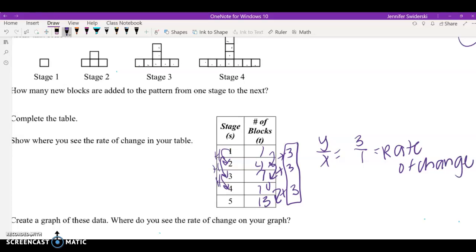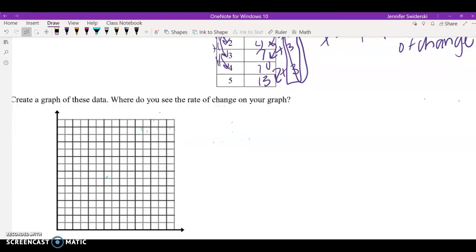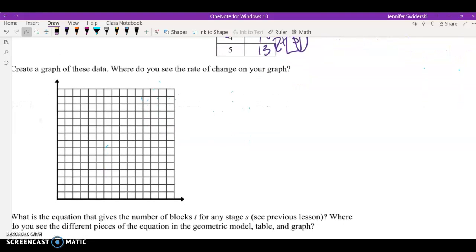All right, so show where you see the rate of change in your table. Well, we just did. It's 3 over 1. Create a graph of these data points. Where do you see the rate of change in your graph? So x is going to be my stage number, and y will be my number of blocks. So after stage 1, there's 1 block. Stage 2, 4. Stage 3, 4, 5, 6, 7. Stage 4, 8, 9, 10.